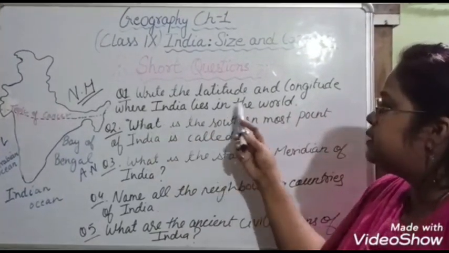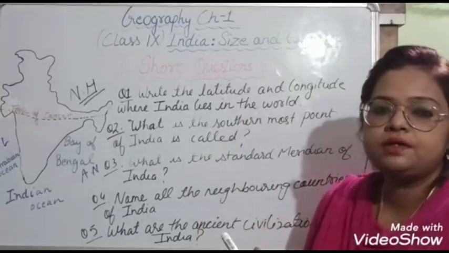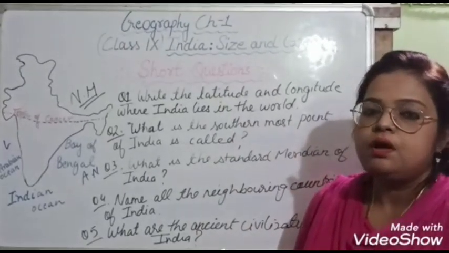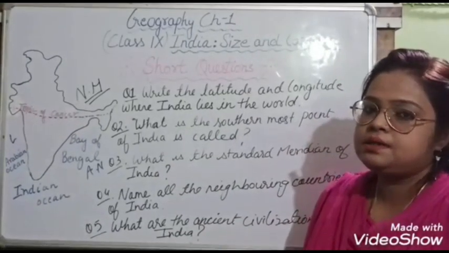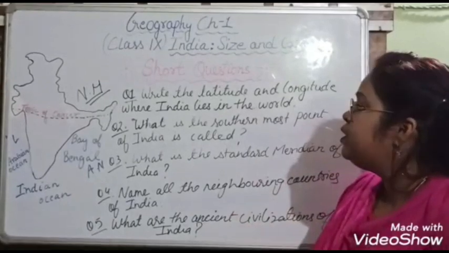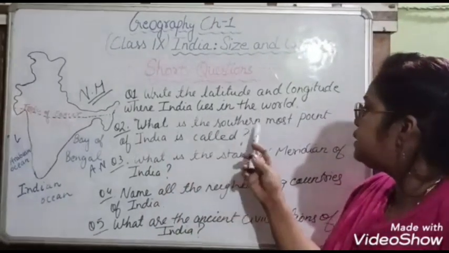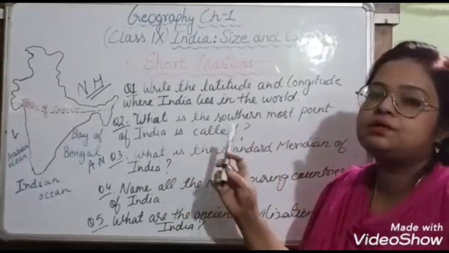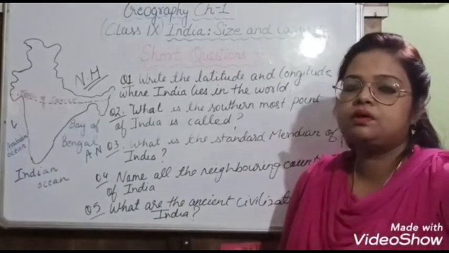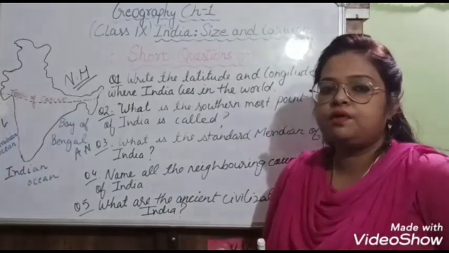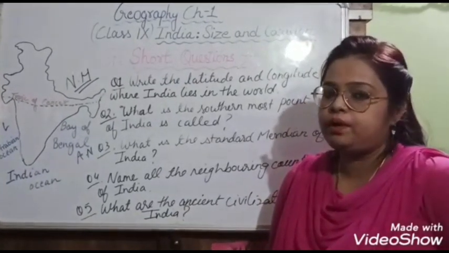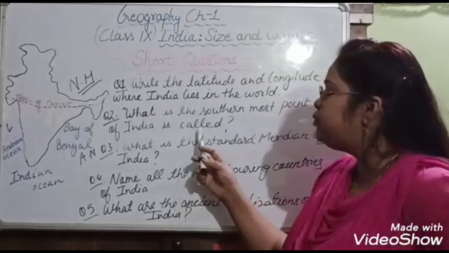Question number 1, write the latitude and longitude where India lies in the world. You have to write the degrees of the important latitudes and longitudes where India is located. Question number 2, what is the southernmost point of India called? In the video I told you about the southernmost point of India, the name of that point and what happened to that point. I have told you everything, so you have to tell me.